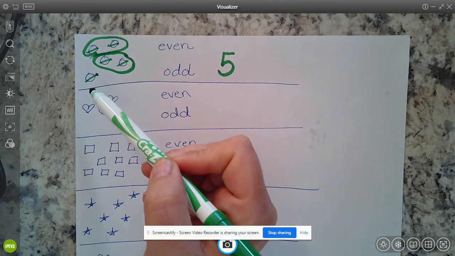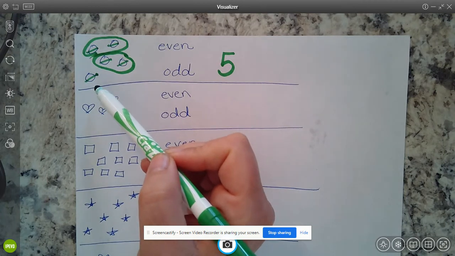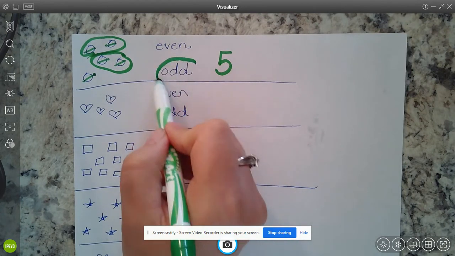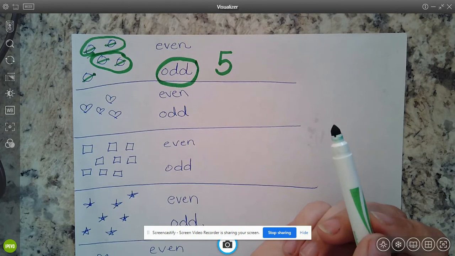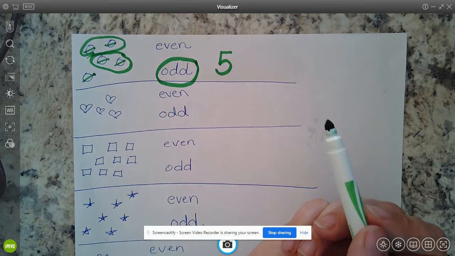Okay, moving on. Now I have hearts. How many hearts do I have? I have 1, 2, 3, 4. There are 4 hearts. So is the number 4 even or odd?